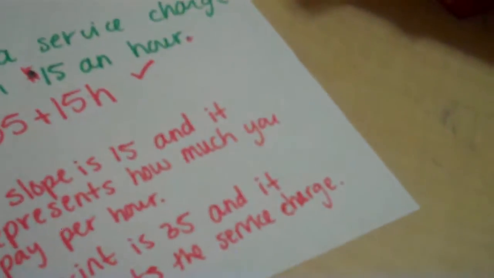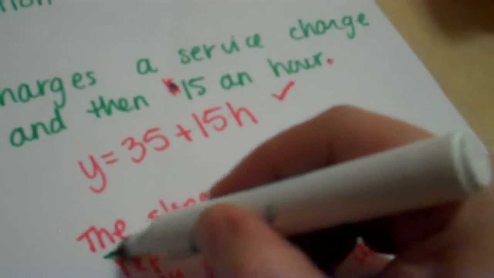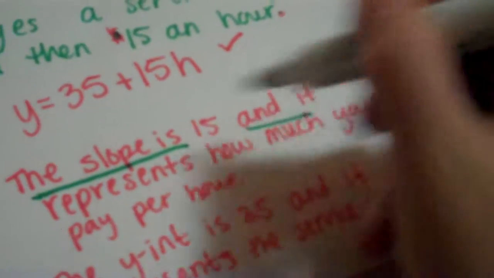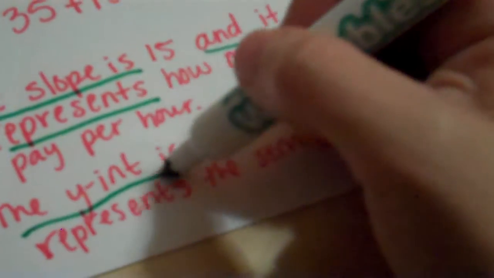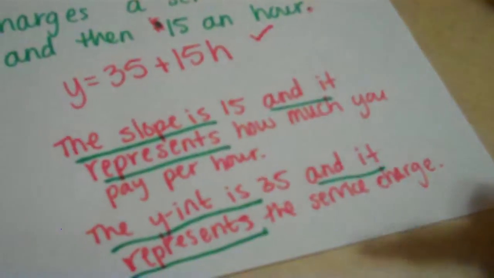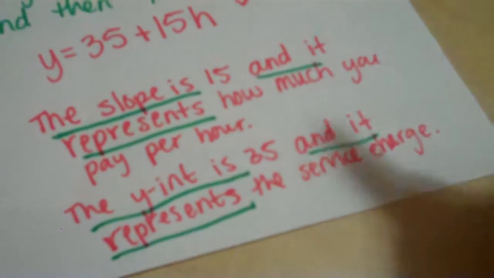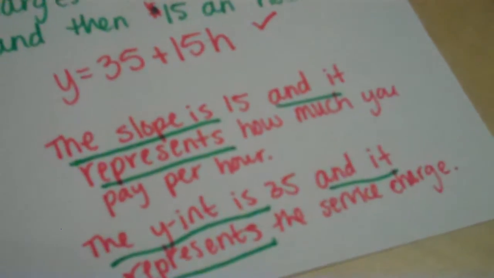Okay? And before we go real quick, this sentence right here, the slope is blank and it represents blank. That's what I need to see on your assignment. The y-intercept is blank and it represents blank. Okay, complete sentences. That's what I needed to say. If you have questions, call me over. If not, get to work, please.